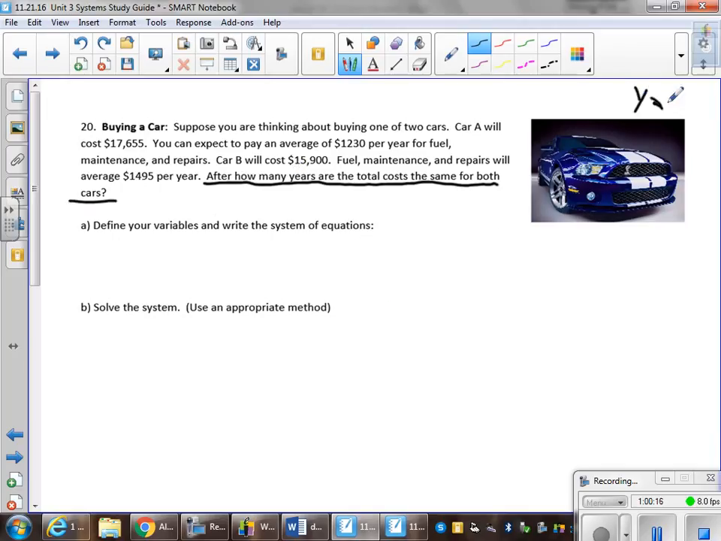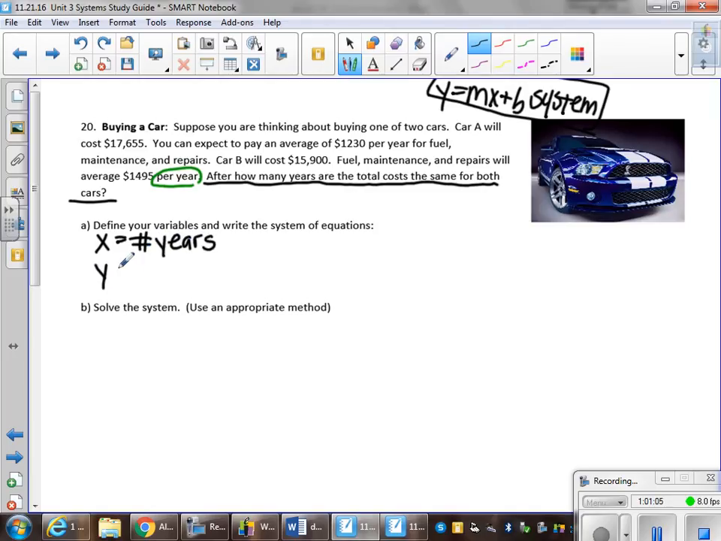Right away, that tells me y equals mx plus b system. So as soon as I know I've got that, I'm looking for per, each, or every. I'm seeing a cost of the car and then a maintenance per year. So I know x is going to be number of years. Do not write per year. X is number of years. And then what total is being discussed here? We're talking about the total cost. Got my variables. Now we're ready to write our system.